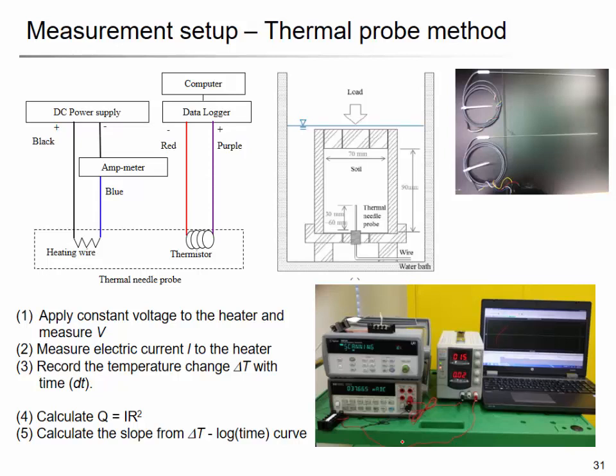So then we can analyze the slope. Slope means the rate of the temperature increase, right? So if you have a very steep slope, then the thermal conductivity will be low, and with a gentle slope, the thermal conductivity will be high. So that's how it works. So you apply the constant voltage to the heater, measure the voltage, and also measure the electrical current to calculate the Q, and record the temperature change, delta T, with time. You know the Q, and you can calculate the slope, then you have everything to calculate the lambda.